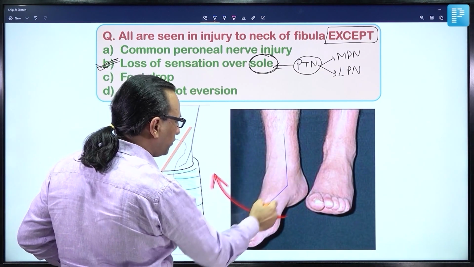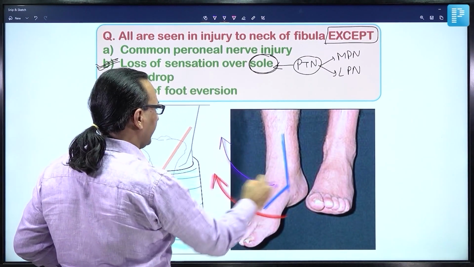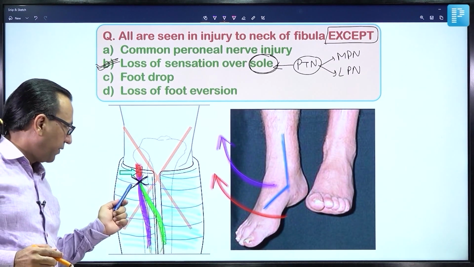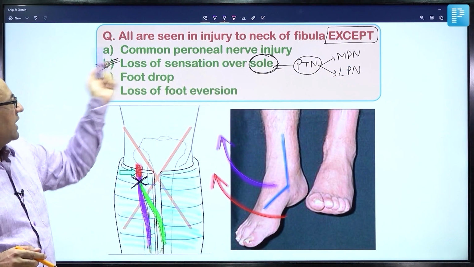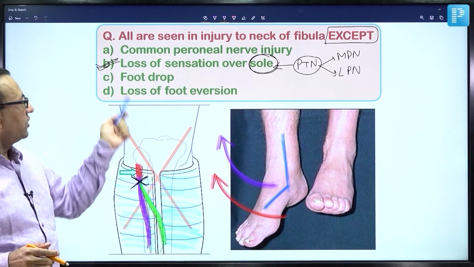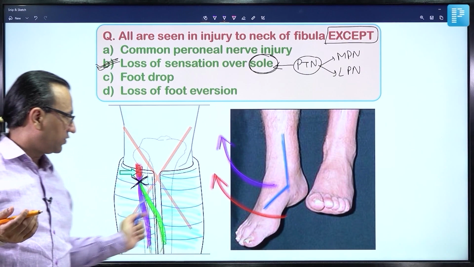Inability of the ankle joint to do dorsiflexion, or what you can say extension. So as we understand, lateral to the neck of fibula, the common peroneal nerve has been compromised. Choice number 1 is okay. Then there's a foot drop, loss of dorsiflexion at the ankle joint, which is okay. Loss of foot eversion due to injury of the superficial peroneal nerve is also okay.